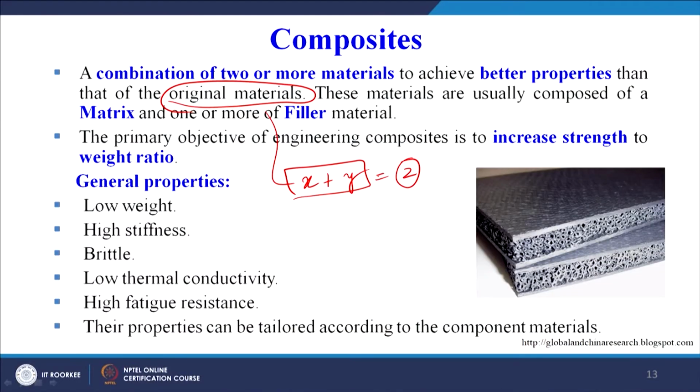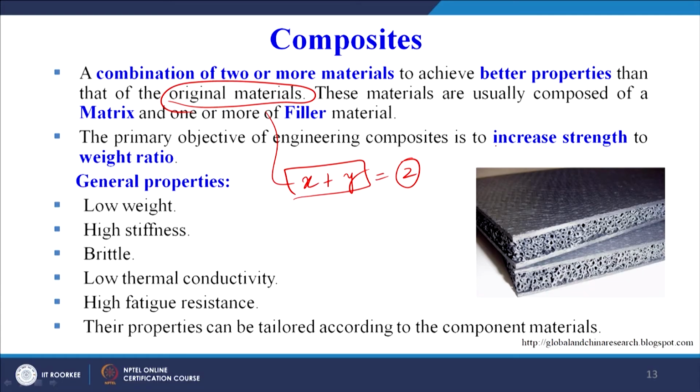One example I already told in the beginning of today's session: when we require high strength and stiffness as well as toughness, we take metal, then we coat it with a ceramic to make it corrosion resistant. So you are combining two different materials to develop a third material which gives you the best properties of the two individual constituents. These materials are usually composed of a matrix and one or more fillers or reinforcing materials.